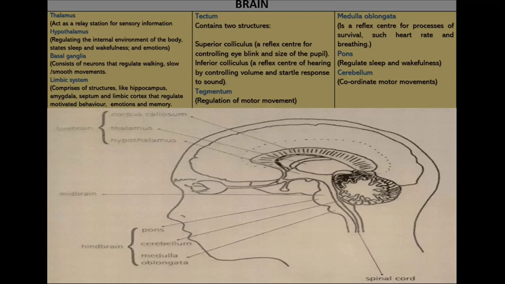In the relevant parts of the brain, then you have what we call the hypothalamus. The hypothalamus regulates the internal environment of the body, state of sleep, wakefulness, emotions, and what else? Temperature. It regulates temperature. The internal environment is what you cannot see, but what you can feel.